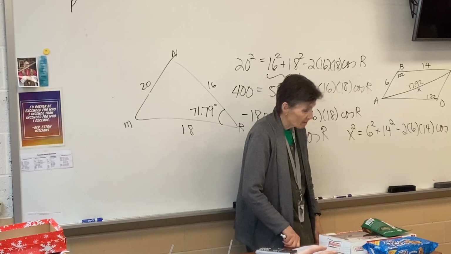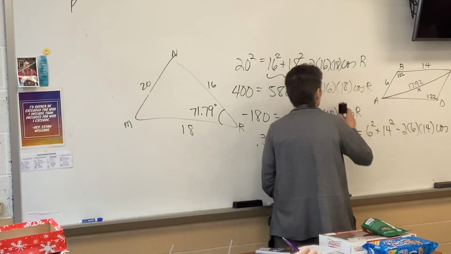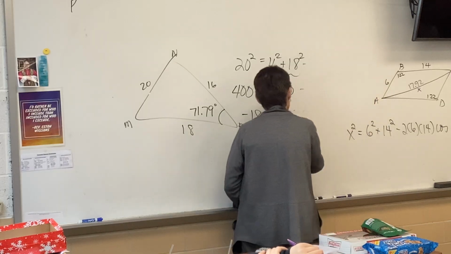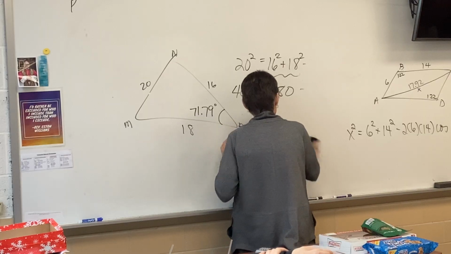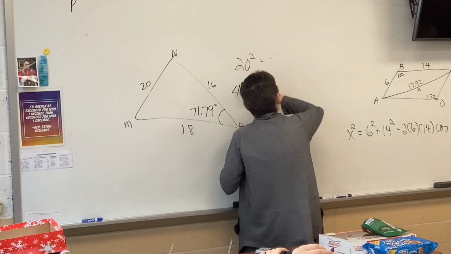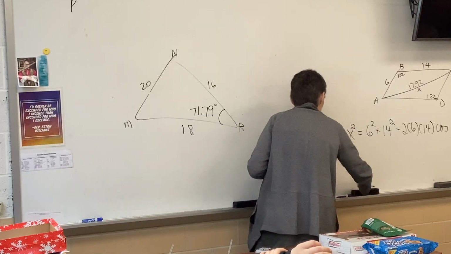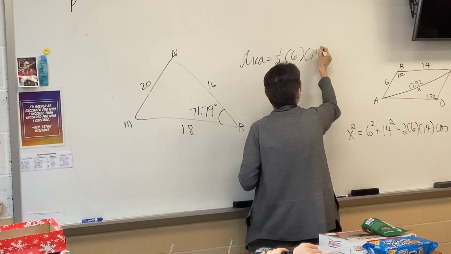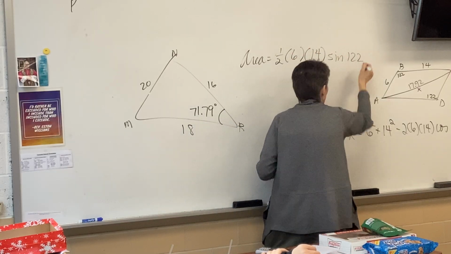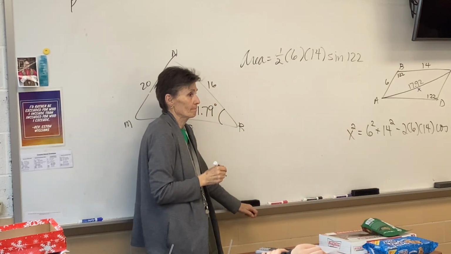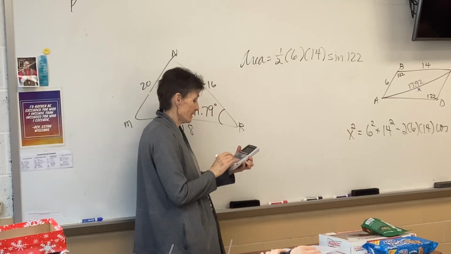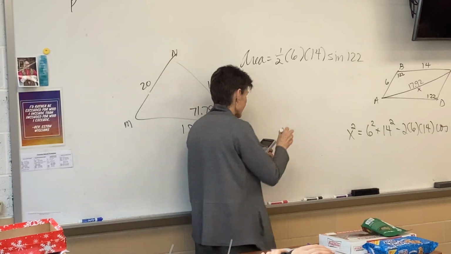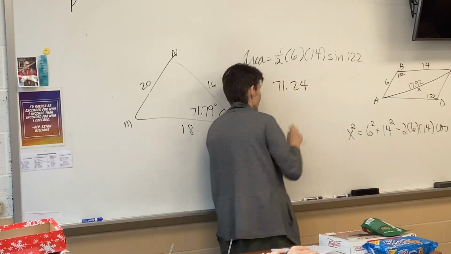And then it says, find the area of that thing. So I'll just find the area of the top triangle or the bottom triangle, it doesn't matter. So how do I find the area of the triangle? 1/2 side side sine, and then I'll double it. And I got 71.24 494.